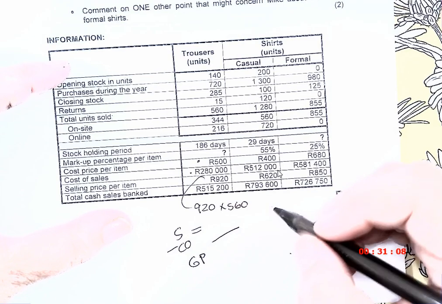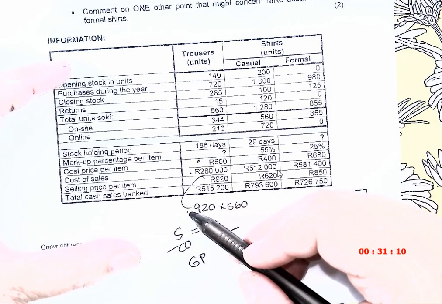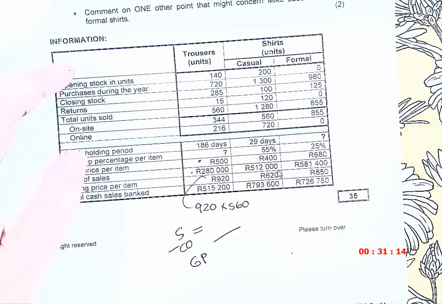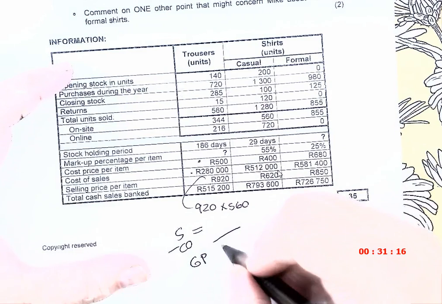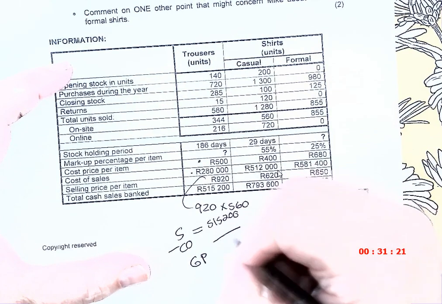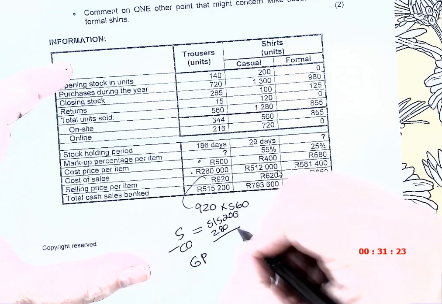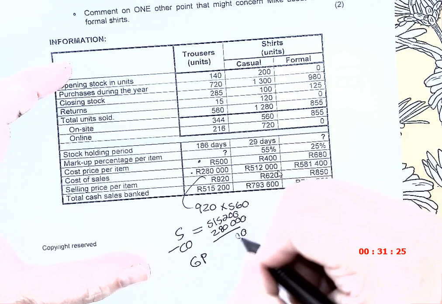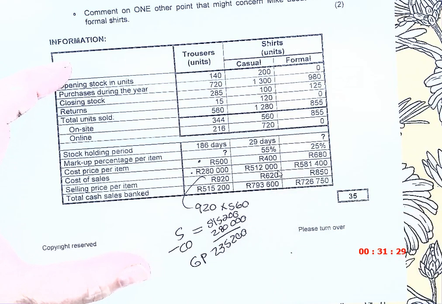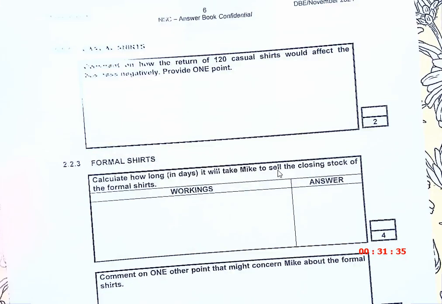No, I can't use total. Is it the same as total cash sales? So they don't do any credit. You can't just assume that. Okay. So the sales is going to be 515,200. The cost of sales is 280. So that gives me a gross profit of 235. Is that right? Yes. So I'm going to say 235 is the gross profit.